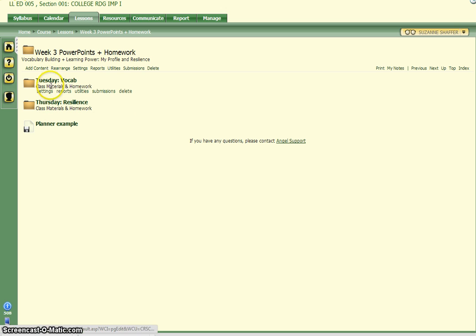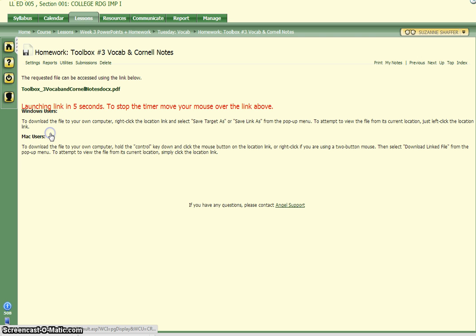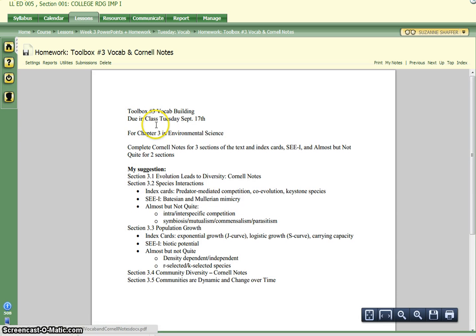And I put 2 separate folders in there for our work on Tuesday and our work on Thursday. So if you click on the Tuesday folder for vocab, you'll see the homework sheet is there. And then there's just a review of what you're going to do. You're going to do the whole Chapter 3, some sections Cornell Notes, and I have them marked. So look, Section 3.1 is Cornell Notes, Section 3.4 is Cornell Notes, and Section 3.5 are Cornell Notes as well.